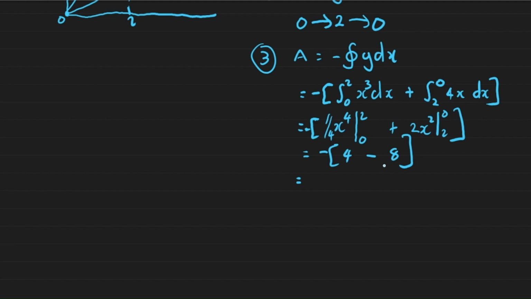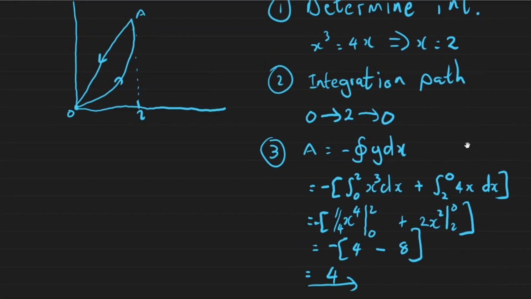So 4 minus 8 is minus 4. Minus 4 times minus 1 in front is just 4. So this illustrates the procedure of how to integrate inside a closed curve.